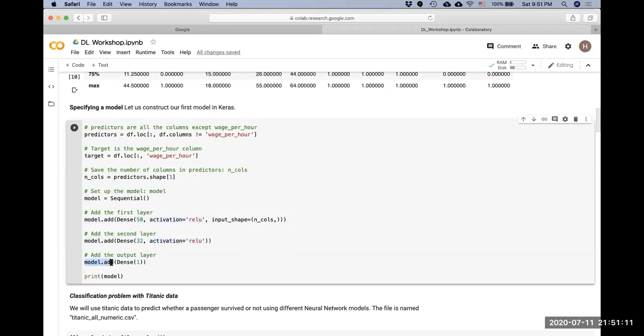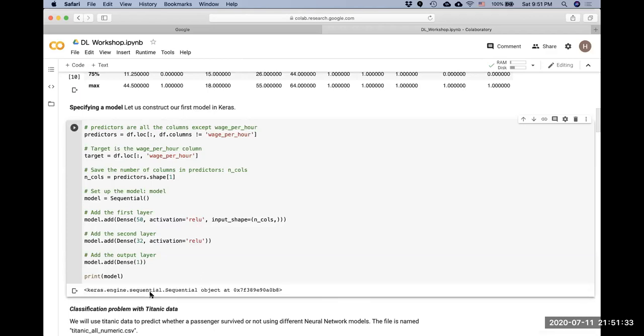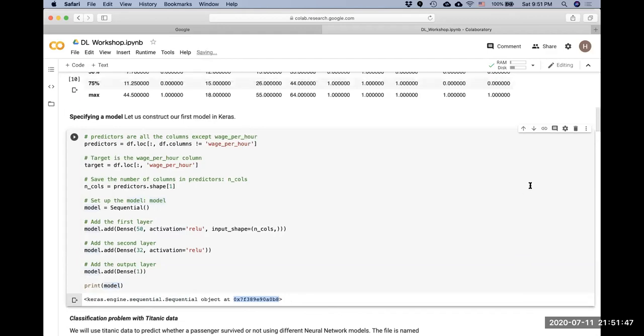And at the end, we add the output layer. The output will be a dense with 1 unit. Remember, usually the output is only 1 unit because that's the unit that will produce the prediction, okay? So if I run this and I'm printing the model, you will see that this model, this object I'm printing, is a Keras sequential model. And this is just the address where it's sitting in the memory, okay? So that's how you construct a neural network easily with Keras.